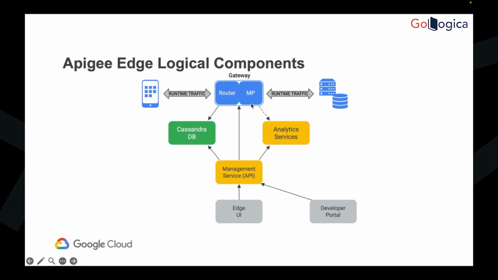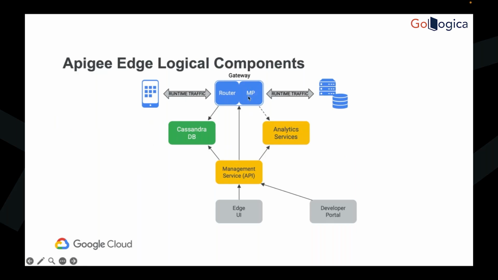All the code execution, all the APG code that we write, policies and everything, gets executed in the message processor. It is built in Java. The message processor is the main component where all your policy execution and code execution happens. All the actual request and response processing happens in the message processor.